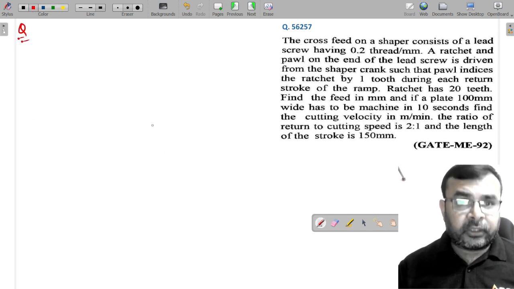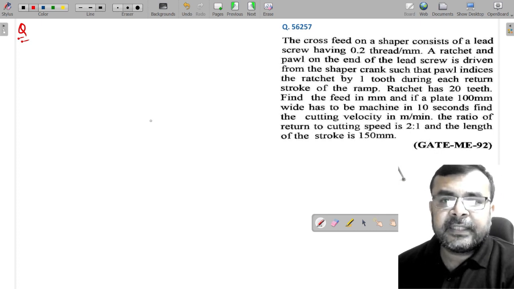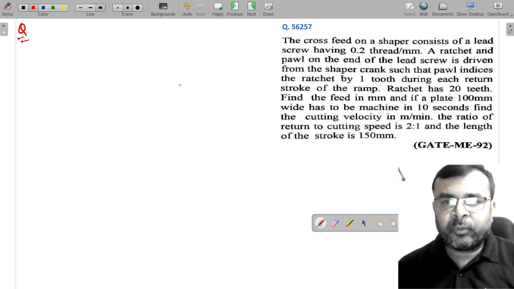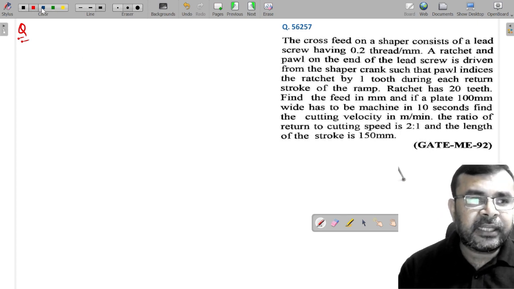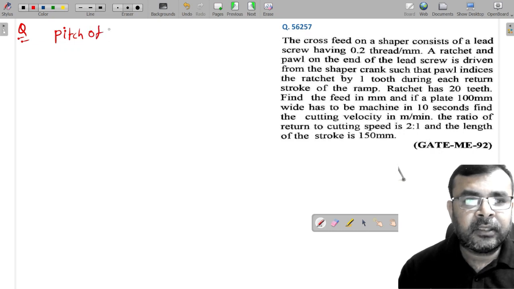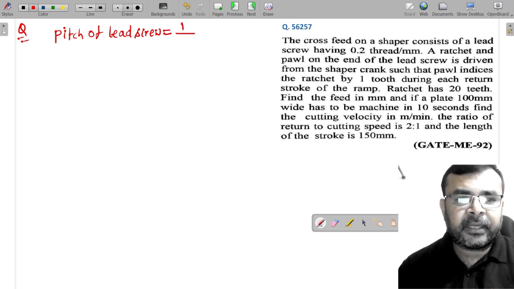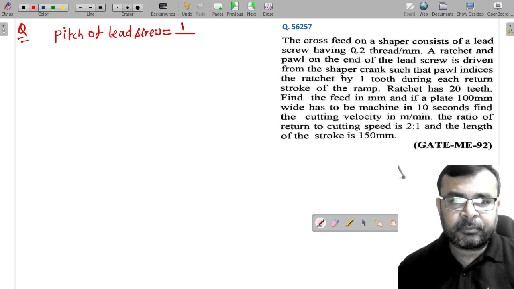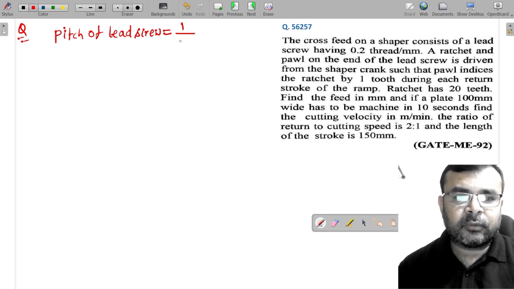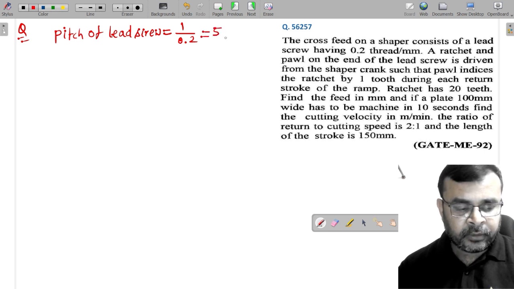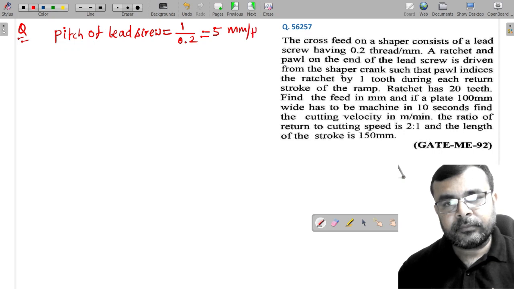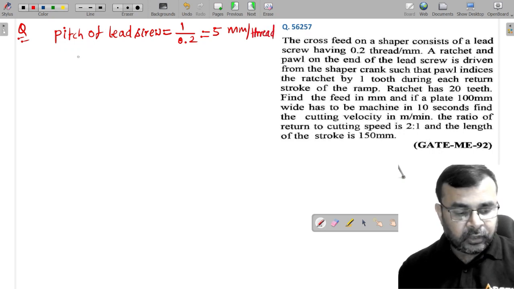Okay, so the cross feed on a shaper consists of a lead screw having 0.2 thread per millimeter. So actually this is the pitch of lead screw, correct, which is given here. Actually this is the reciprocal of pitch. Is it clear? 0.2 is nothing but threads per millimeter, whereas millimeter per thread would be the pitch. So it is a reciprocal which is given here. So 1 by 0.2, from this I'm getting 5 millimeter per thread. This is called pitch, correct?